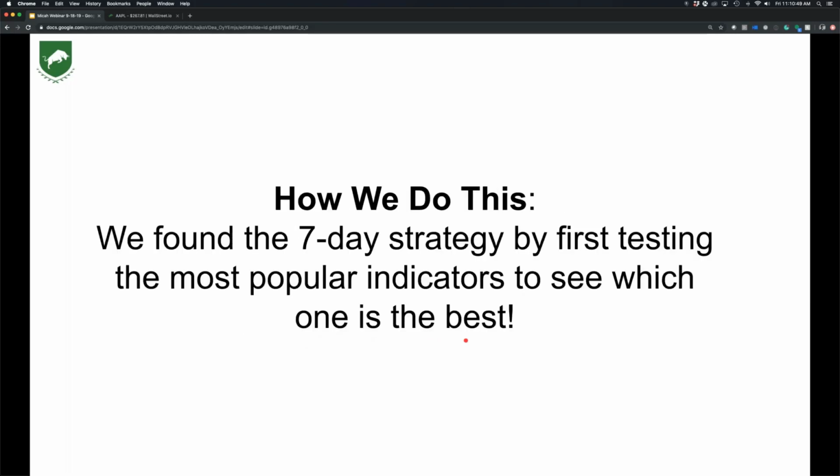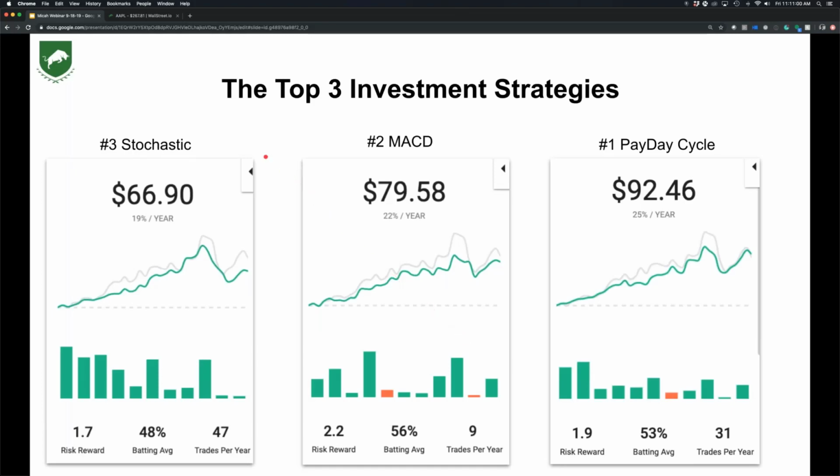So the way that we basically have done this, and the way that we found our 7-day strategy, is by first testing the most popular indicators. We just wanted to see which ones work the best. So we used Wall Street AO. We plugged in the most popular indicators that a lot of people are using right now, and we've got some really cool stats here for you. What came in 3rd place was the stochastic, 2nd place was the MACD, and number 1, 1st place was the payday cycle strategy using a really cool chart called the Heikin-Ashi chart. I'll teach you how that works here in a moment.